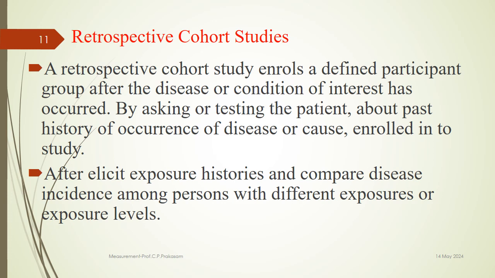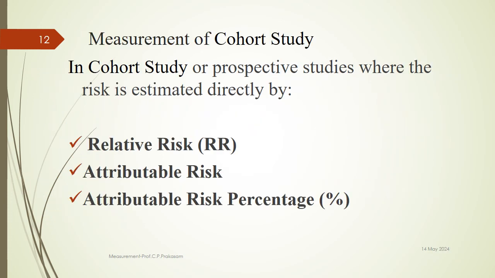Then we have to identify what measurements are to be used for the cohort study, for prospective and retrospective cohort studies. These are the measurements of the cohort study. Cohort studies are prospective studies where the risk is estimated directly. One is the relative risk, and another is the attributable risk and attributable risk percentage. These three will give some idea about cohort studies.